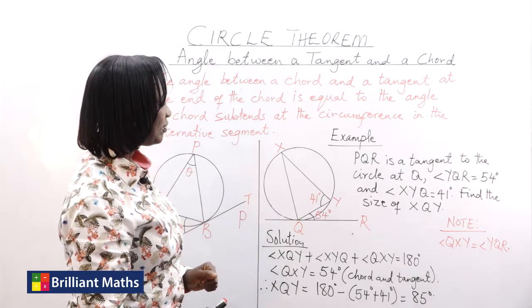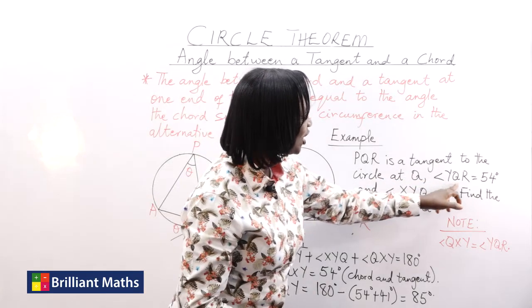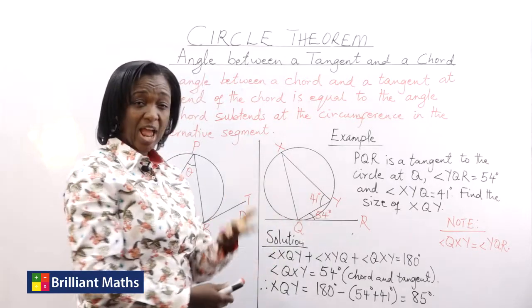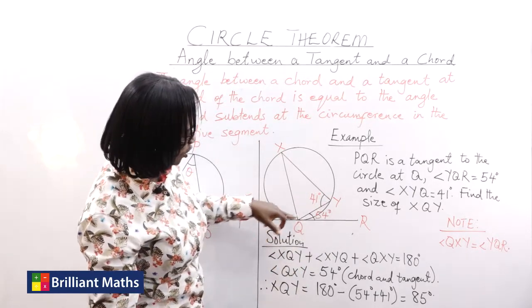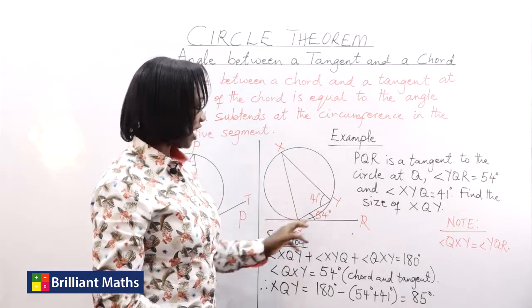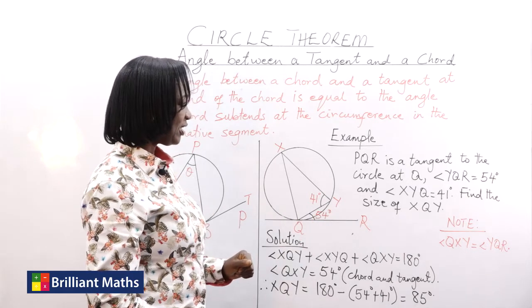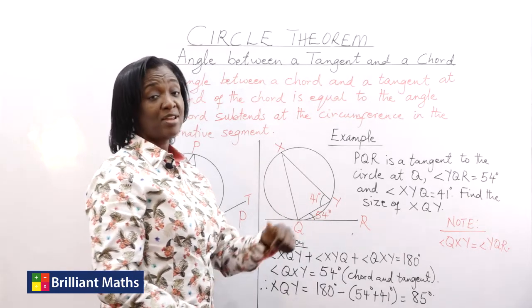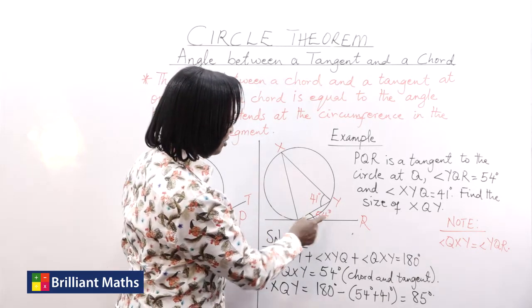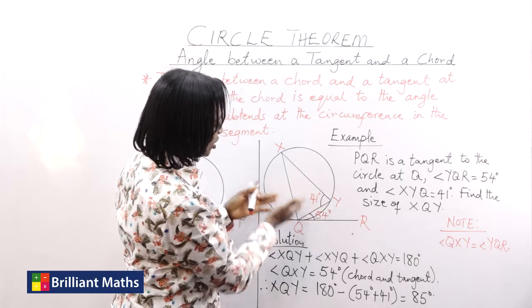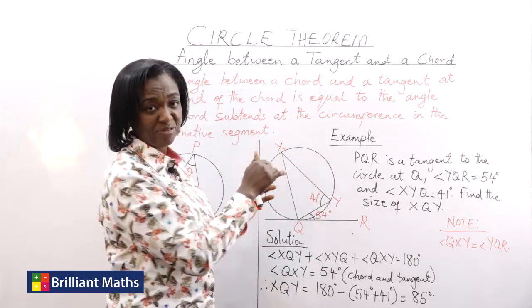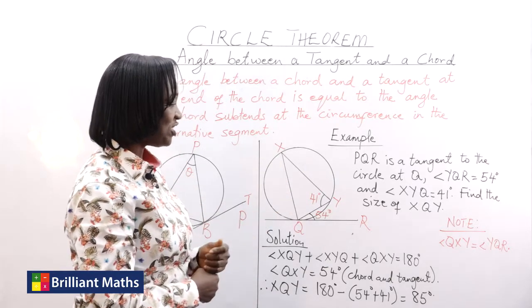All right. Angle YQR is 54. So that's the angle between the chord QY and the tangent QR. So the angle between them is 54. And from the theorem, we know that that angle is equal to the angle that the chord subtends at the alternative segment. So this angle will also be equal to 54. I'm just adding that before I finish reading the question.